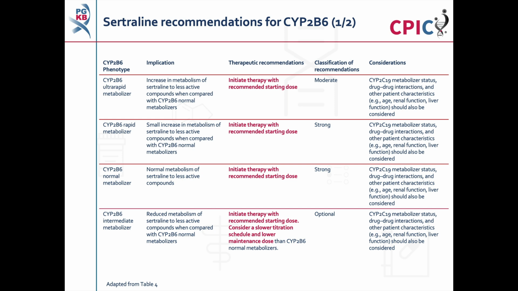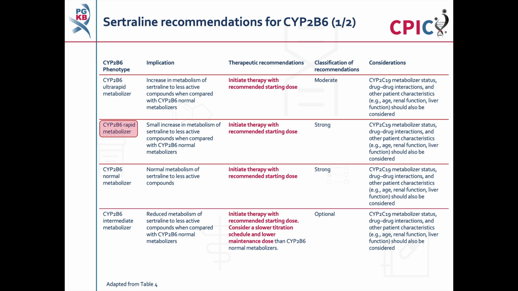These are the CPIC recommendations for sertraline by CYP2B6 phenotype. Patients with a CYP2B6 ultra-rapid metabolizer phenotype will have increased metabolism of sertraline compared to normal metabolizers. These patients can begin sertraline therapy at the recommended starting dose. This is a moderate recommendation.